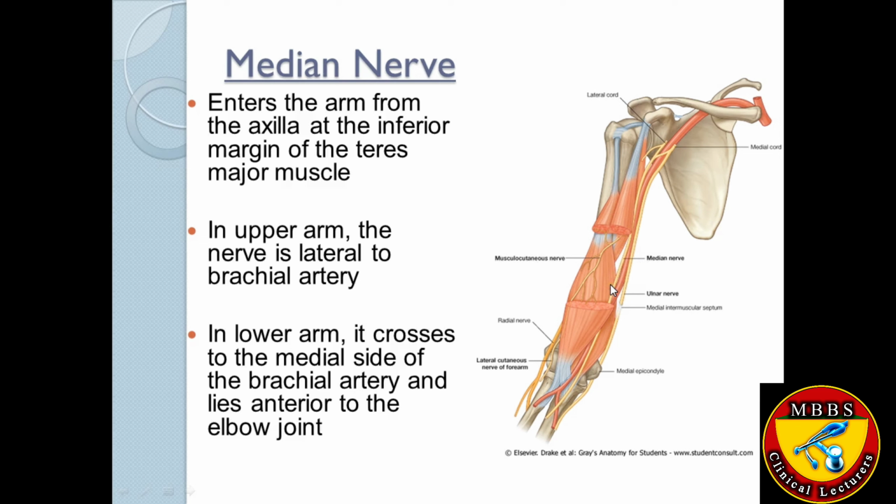Now you have to remember the course, the relationship, the position of the median nerve as well as of the other nerves. The median nerve in the upper arm is lateral to the brachial artery. In the lower arm, you can see it crosses the brachial artery and now it becomes on the medial side. In the lower arm, it crosses to the medial side of the brachial artery and now it is present medial to the brachial artery, anterior to the elbow joint.